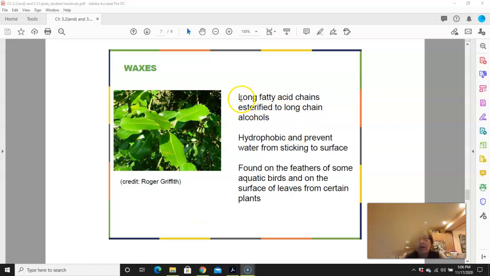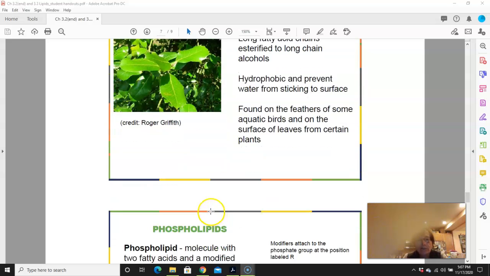The waxes, we won't look too much at the structure. These also are comprised of these long fatty acids, and they're also esterified. Don't get thrown off by that word, it just means it's going to form ester linkages with long chain alcohols. So remember, glycerol was an alcohol, so this is just basically an elaboration of that.